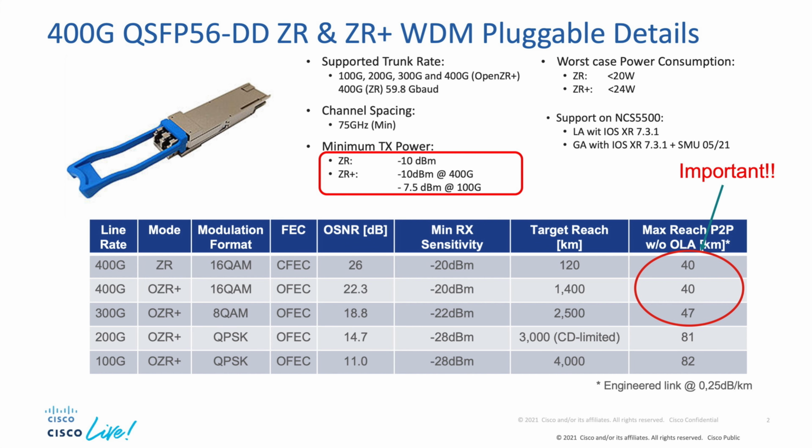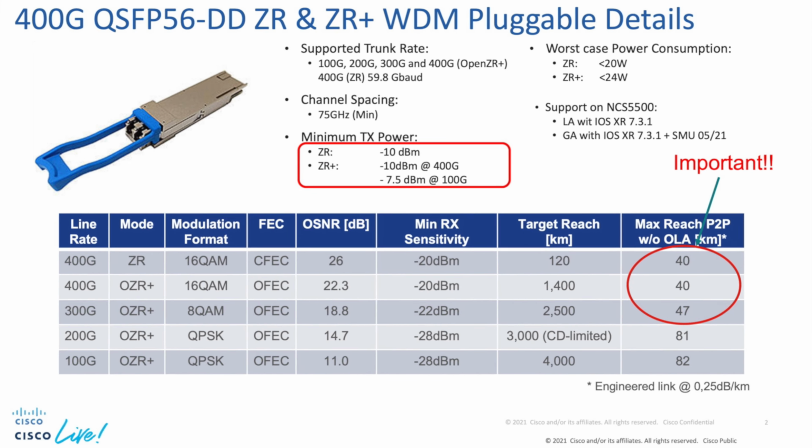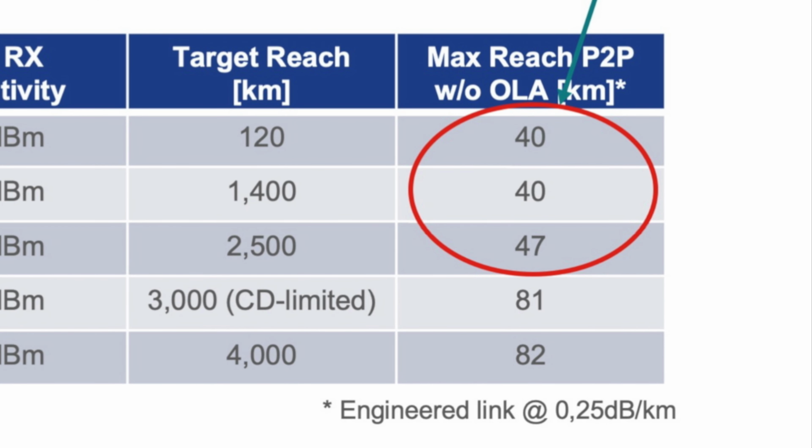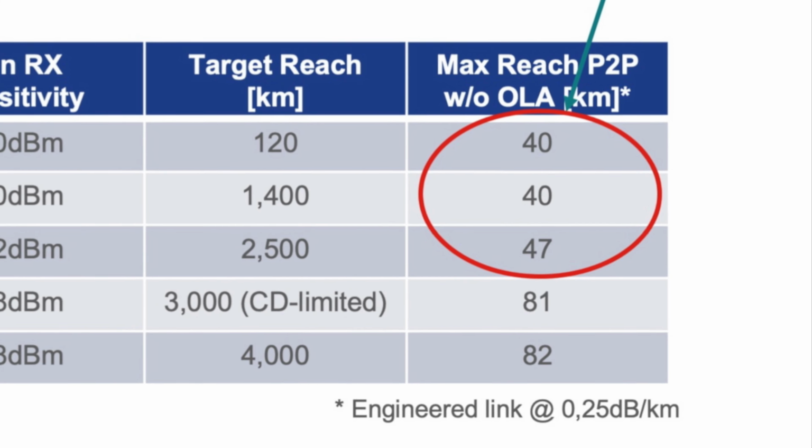Although these modules are called ZR, which refers, in common language, to distances up to 80 kilometers, these modules can go beyond 80 kilometers, which is nice to see. But natively, when you use ZR or ZR Plus optics and you want to connect two systems back to back, the maximum you can reach in the basic setup, when you just use fiber in between these two nodes, is up to 40 kilometers. There is not enough optical budget available to cover natively 80 kilometers of fiber.